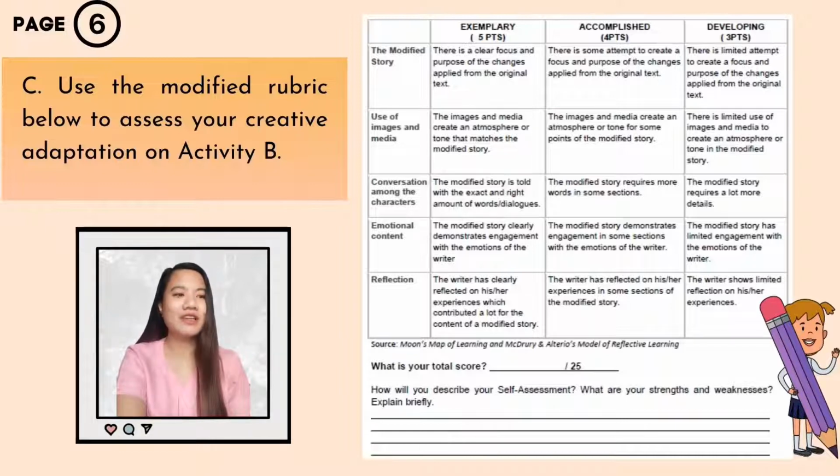By answering these questions and doing the self-assessment of a creative adaptation of a text through multimedia, you will be able to check your own work for the improvement of your creative adaptation. Aim to target the exemplary descriptors as evidence that your work is of good quality. However, if your assessment did not meet all the exemplary descriptors, it means that you still have some areas to improve. Work on your weakness after assessing yourself and you will improve in no time.